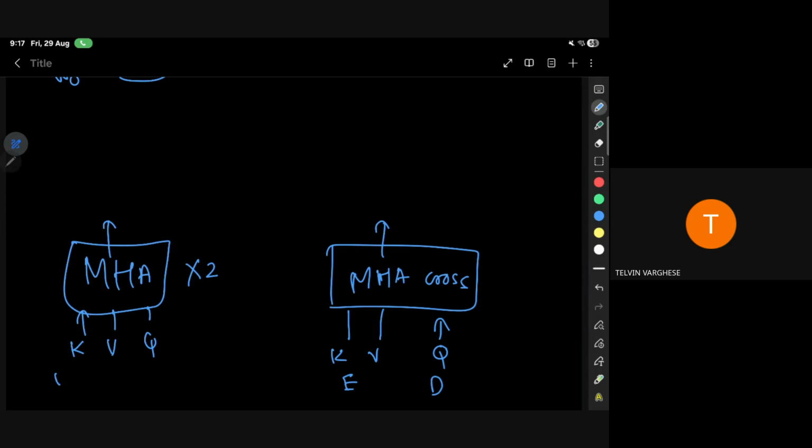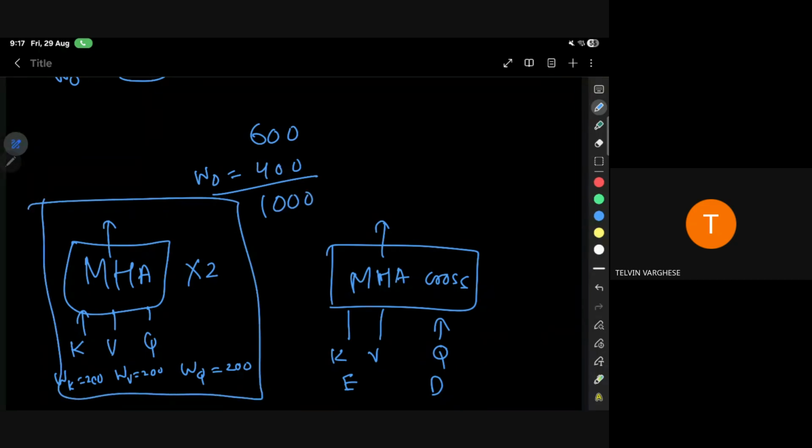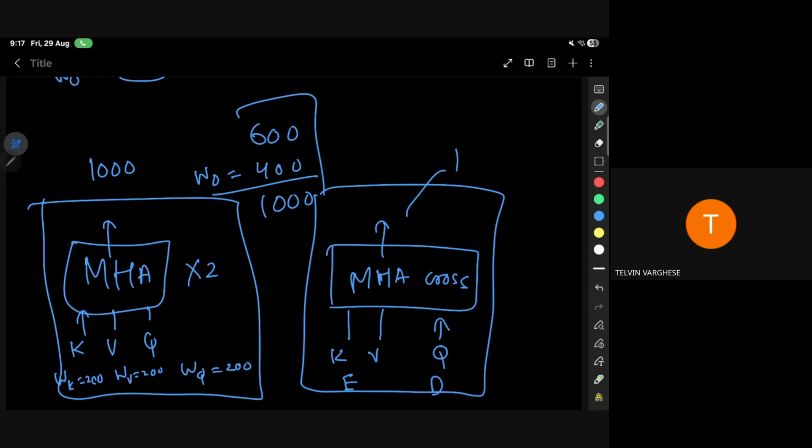No. What I'm saying is WK is 200, WV is 200, WQ is also 200. If I sum all of this, that is 600. Now WO is 400. So total is 1000. So the whole thing is complete: in one layer you get 1000 in MHA only. Now the same thing is there in cross attention, same computation, and I'm saying 1000 for this.